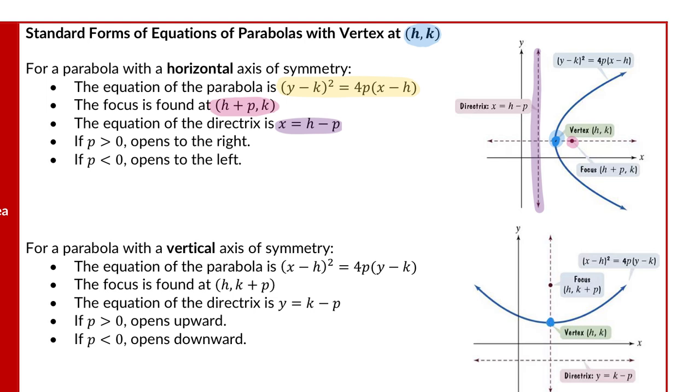So we have our vertex still at h and k. Our formula switches, but look, h and k still go with their respective letters. h is always with x, k is always with y.